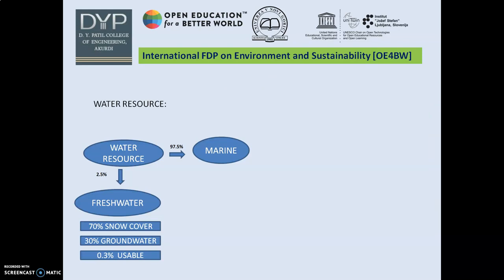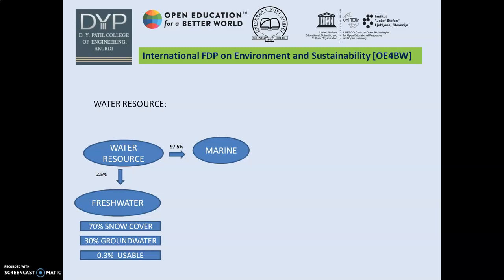Global water resource: the maximum portion is marine water, which comes from oceans, seas and some lakes. 97.5% is from marine source, 2.5% is fresh water. Fresh water is either groundwater, contributing 30%, or present in the form of ice or snow covering the mountains, Arctic and Antarctic, accounting for 70%. Only 0.3% is usable by man.